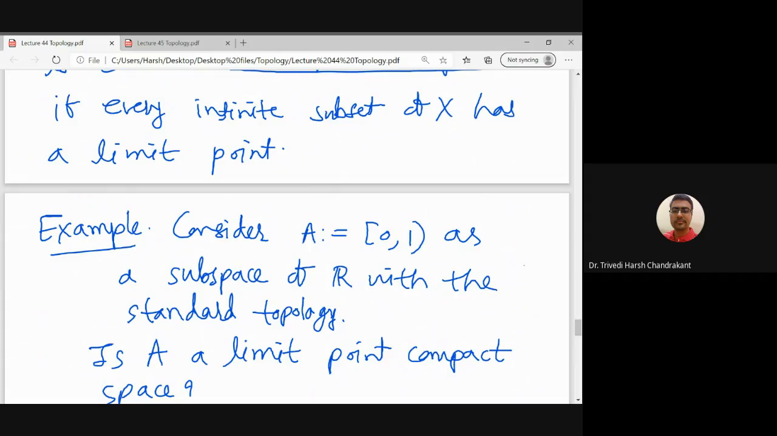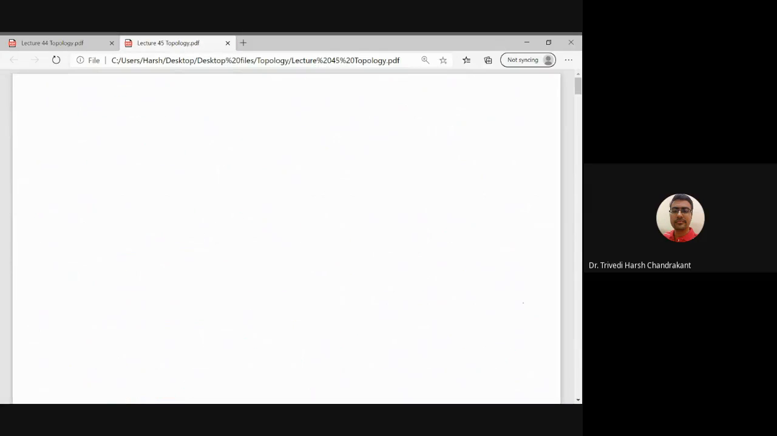And we also know that this is obviously not a compact subset of R, because every compact subset of R is closed as well as bounded. So this set is bounded, but it is not closed. Therefore, it is also not a compact set. So A is neither compact nor limit point compact. Today we want to see some relation between compact spaces and limit point compact spaces.